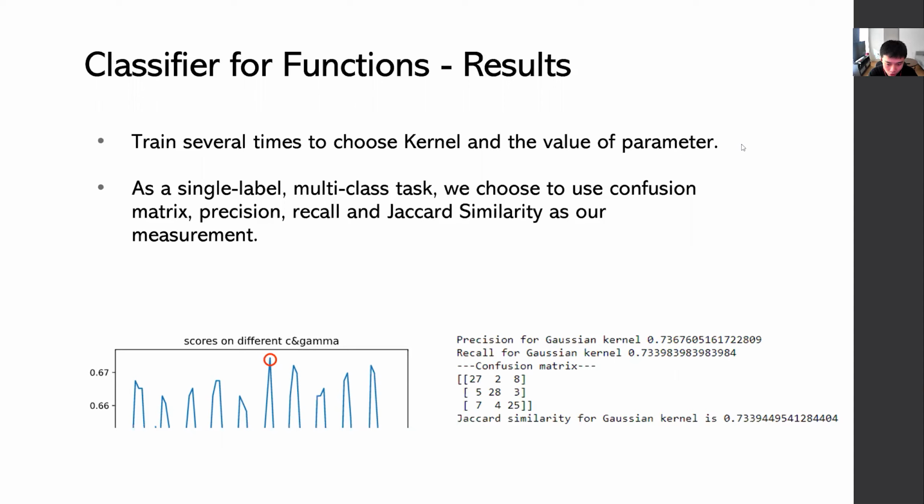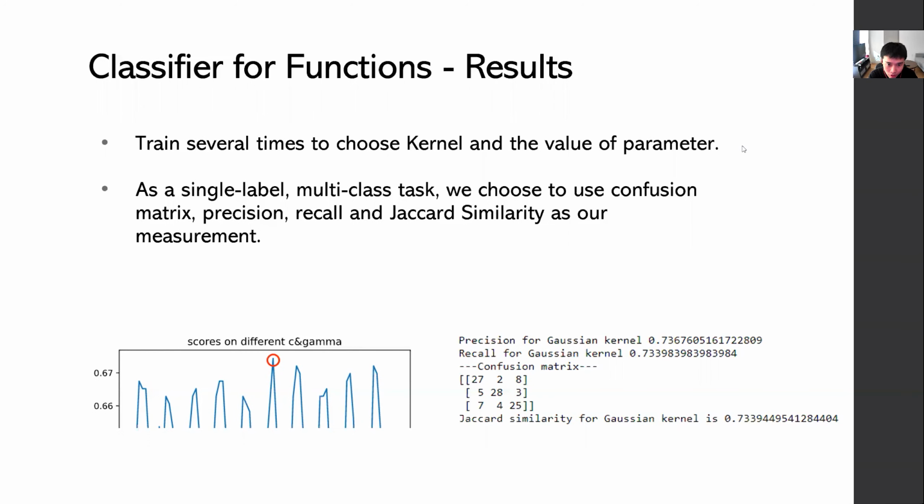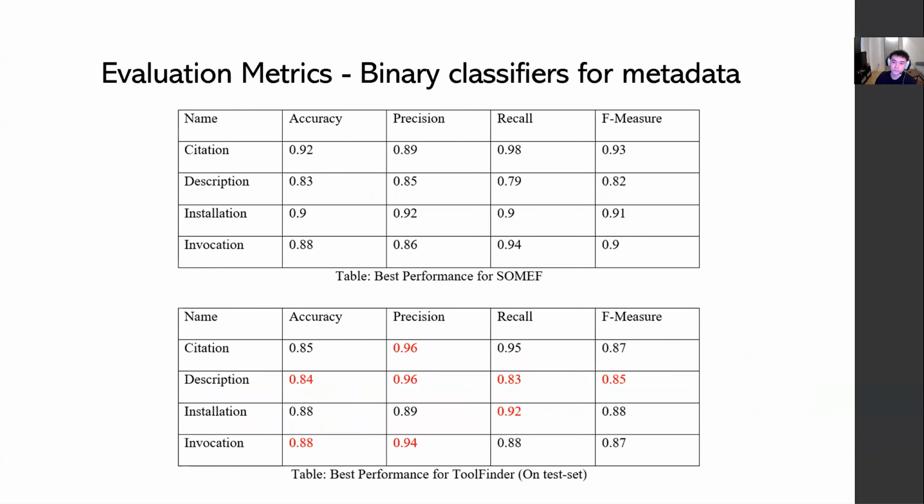Okay, as I mentioned Jaccard similarity, how do we measure the result and evaluate which one is better? Because this is a multi-class test, we use the confusion matrix, precision, recall, and Jaccard similarity as the measurement. And basically, we make all our choices and judgments by comparing the Jaccard similarity.